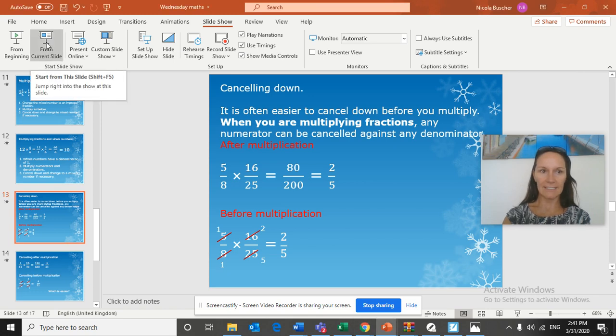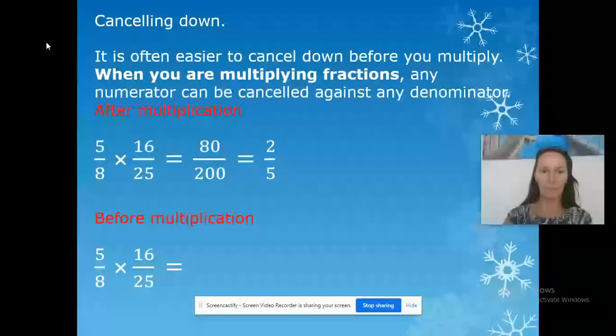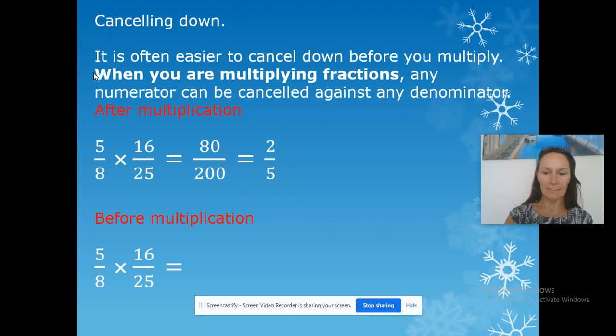So as you can see, as I already said before, you can cancel down either diagonally or vertically, wherever you can see common denominators. Now, what you can see here is there is no common denominator between 5 and 8. If you go diagonally, you can see that there is.